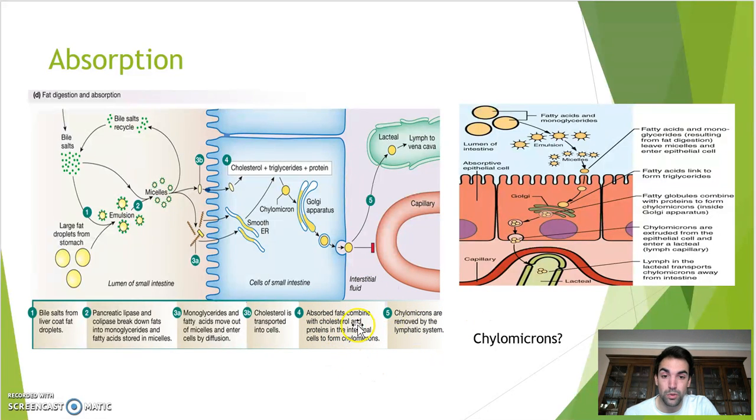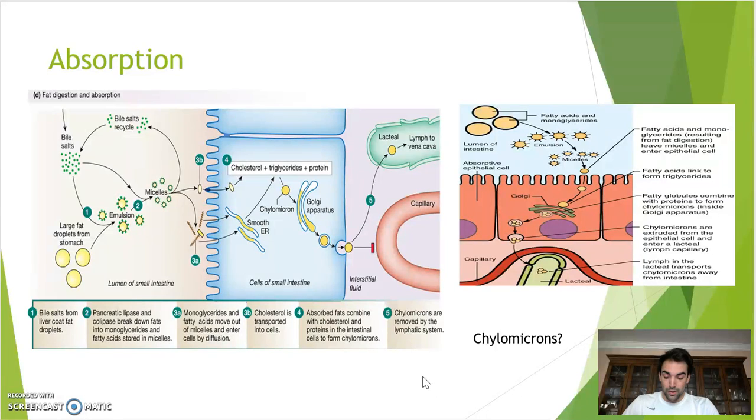So we have the absorbed fats combined with cholesterol and proteins in the intestinal cells to form chylomicrons, and the chylomicrons are removed by the lymphatic system. Now, after being processed by the Golgi apparatus, chylomicrons are released from the cell, too big to pass through the basal membrane of the blood capillaries. Chylomicrons instead enter the large pores of lacteals. The lacteals come together to form the lymphatic vessels. The chylomicrons are transported in the lymphatic vessels and empty through the thoracic duct into the subclavian vein of the circulatory system.